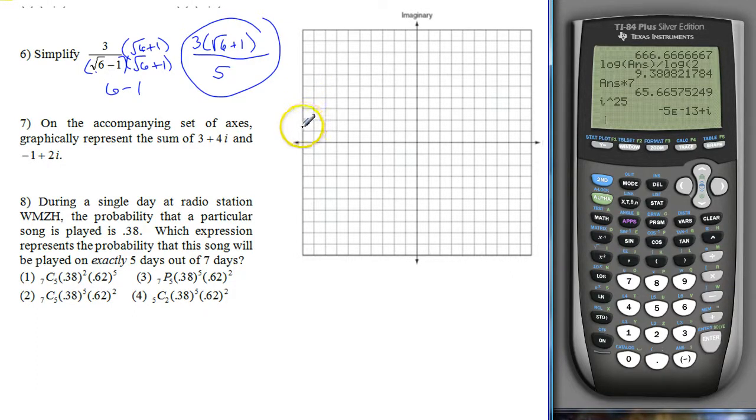So it says, on the set of axes, graphically represent 3 plus 4i and -1 plus 2i. So you're going to graph each one of these. Remember now, x is real. So you go over 3, up 4: 1, 2, 3, 4. And then I draw an arrow because it's a vector. That is over 3, up 4i.